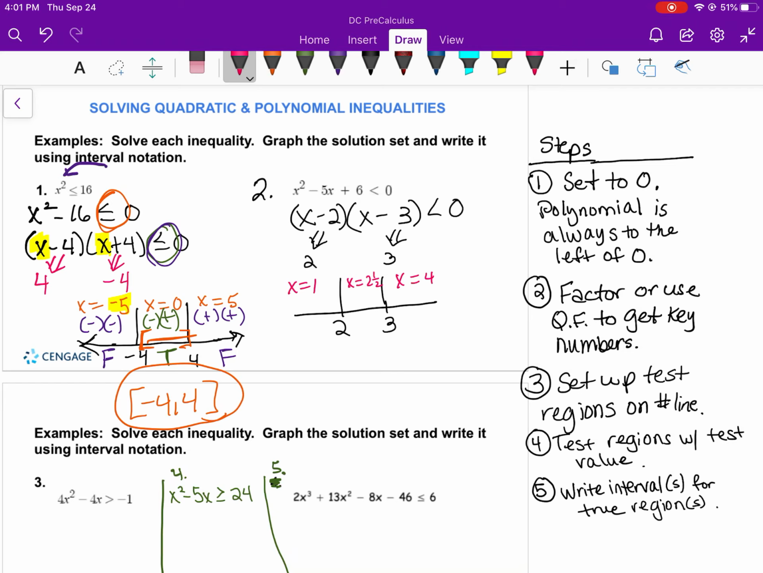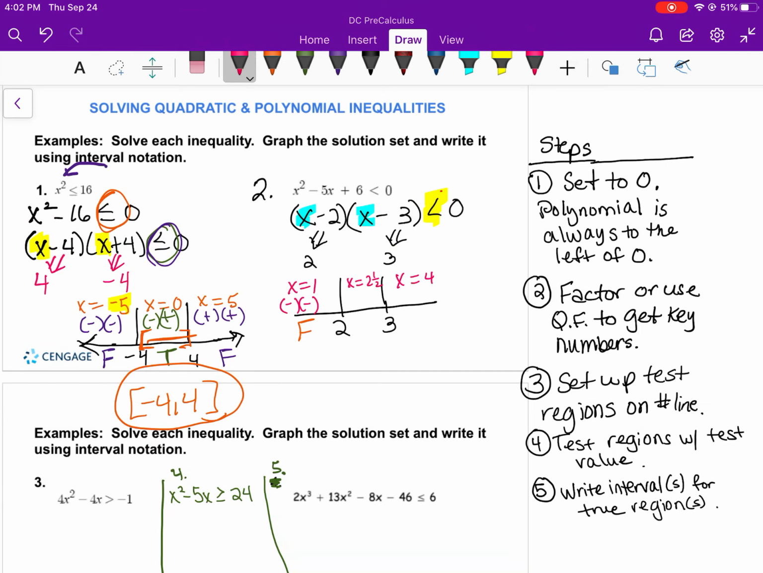Is 1 minus 2 positive or negative? It's negative. And remember, you're plugging the test values in right here in the blue X's. So 1 goes in, 1 minus 2 is negative, 1 minus 3 is negative. A negative times a negative is a positive, but over here, I'm looking for a product that is negative. So again, this one is false.